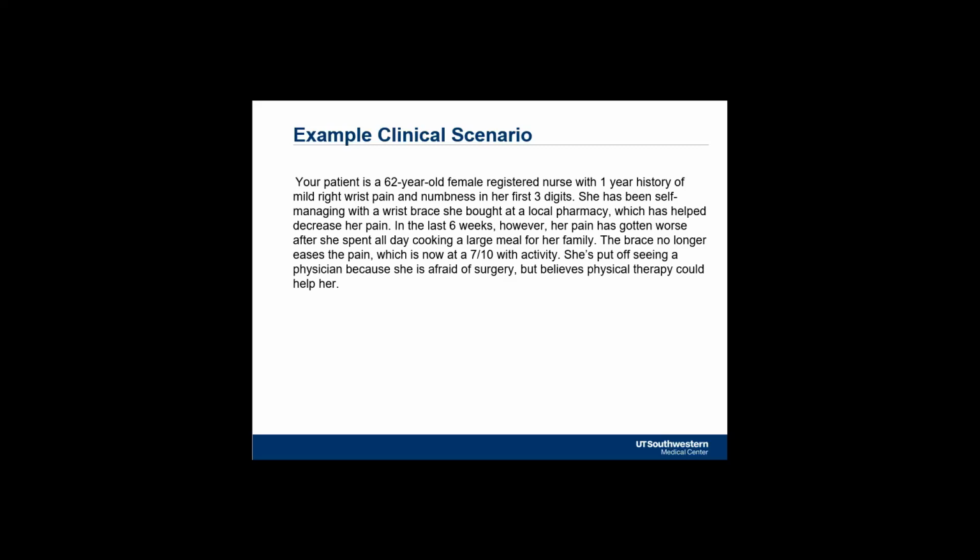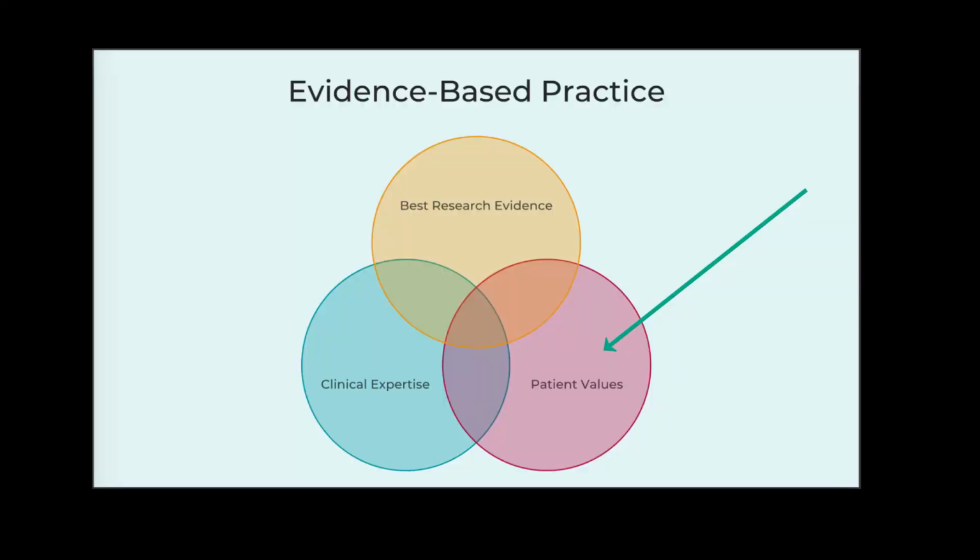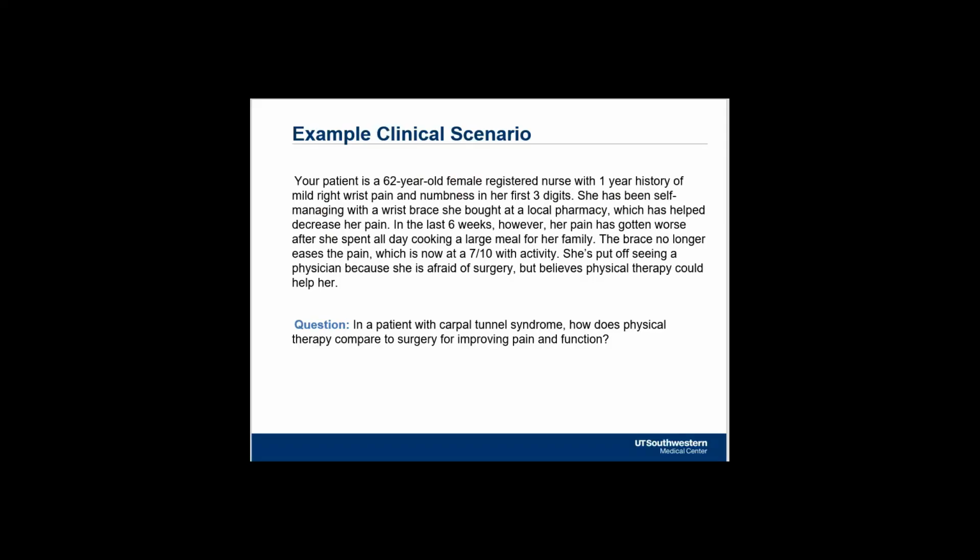And both of them are related to musculoskeletal disorders and problems. So for our example, we have a patient, she's 62. She's got a 1-year history of wrist and hand pain, and she's been self-managing with a wrist brace, but she just did a lot of activity, cooking a really big meal all day, and now she's in a lot of pain. The brace is no longer helping, and she is scared of seeing the doctor. She told you that she was hesitant to come, but she thinks physical therapy could help her even though she's scared of surgery.